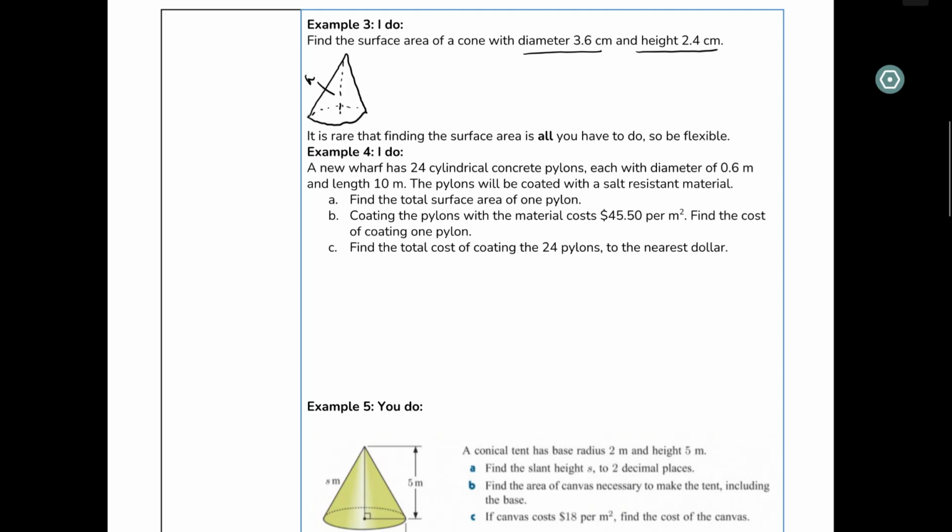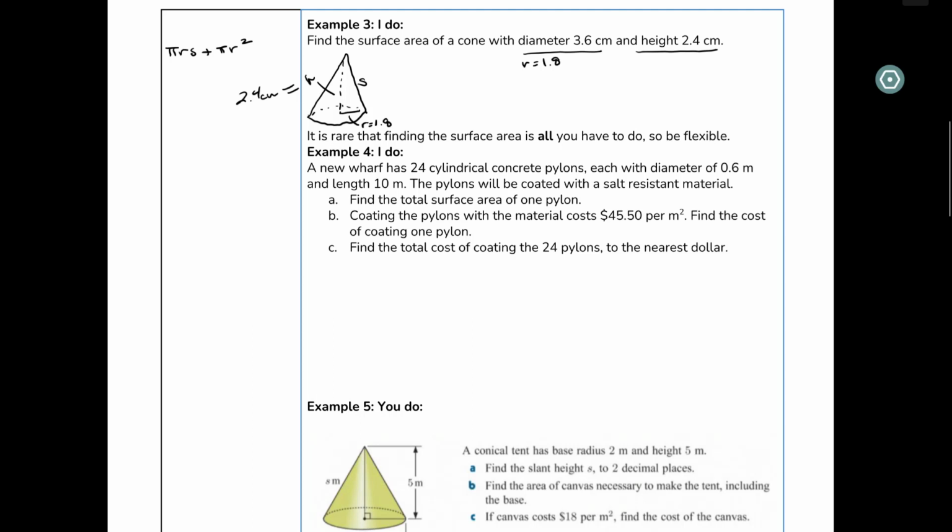So let's go ahead and label a couple of these things. Our height, we know that one is 2.4 centimeters, but then the diameter is 3.6, so you've got to be really careful with this. The radius is going to be half of that. So there we've got radius equals 1.8. We need to find the slant height, though, in order to work out the surface area of a cone. The surface area formula for a cone was pi r s plus pi r squared.